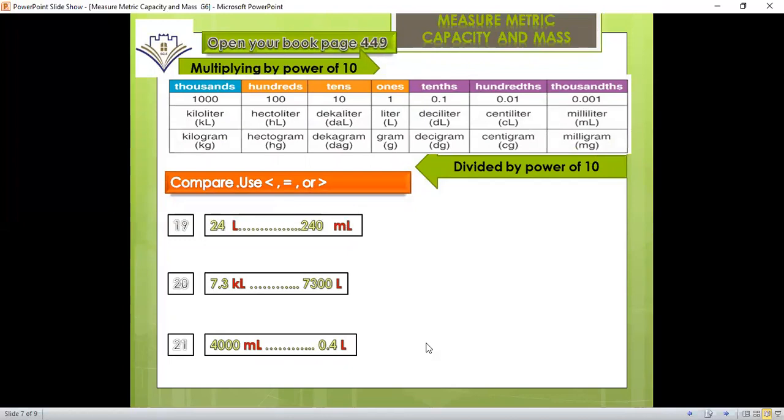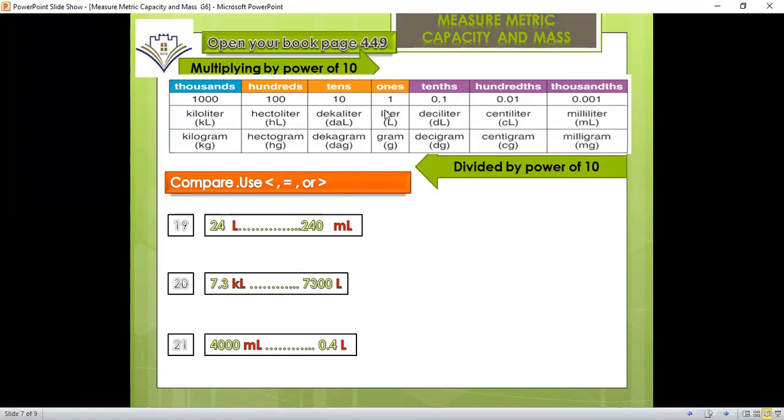Okay. Compare using bigger than, equals, or smaller than. Question number 19. 24 liter dots 240 milliliter. It's easy to convert or rename. Convert from larger to smaller means multiplying by 10. It's very easy. Then 24 liter. Where is liter here? Liter here. We need to convert it to milliliter.